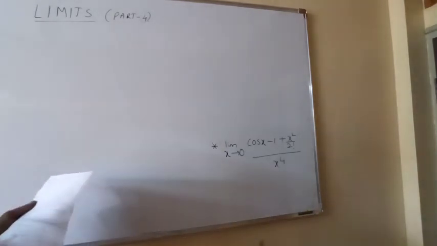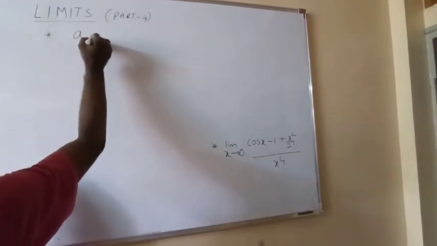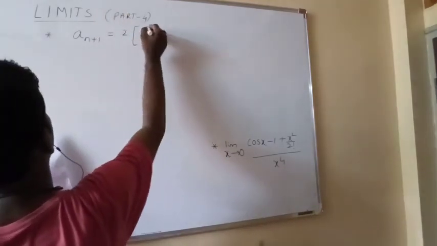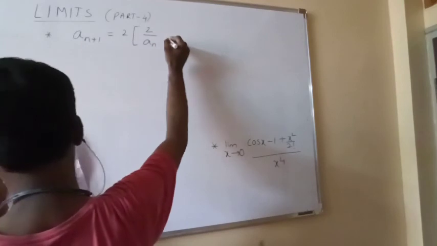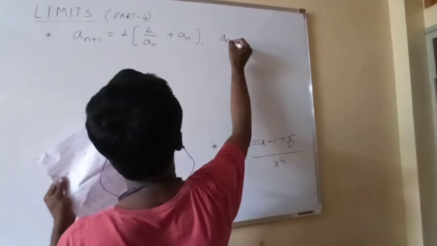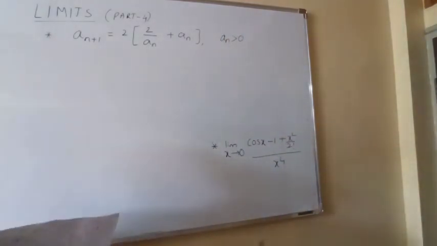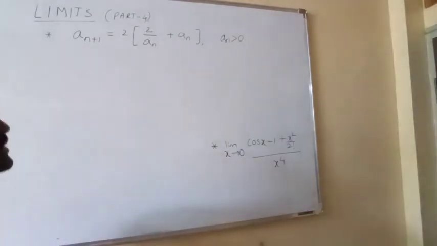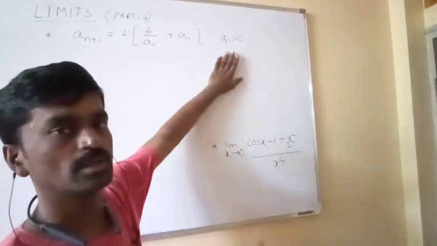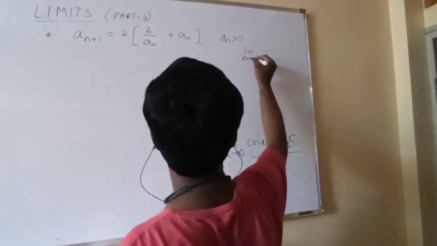So a problem based on a sequence. It is given that the n plus 1th term of the sequence, a n plus 1, is given as 2 times of 2 by a n plus a n, and it is also given that all the terms in that sequence are positive. Then we have to find limit n tends to infinity a n.